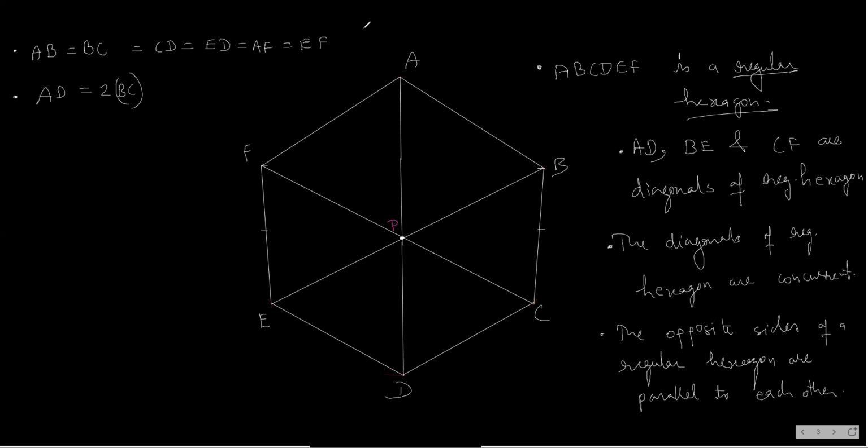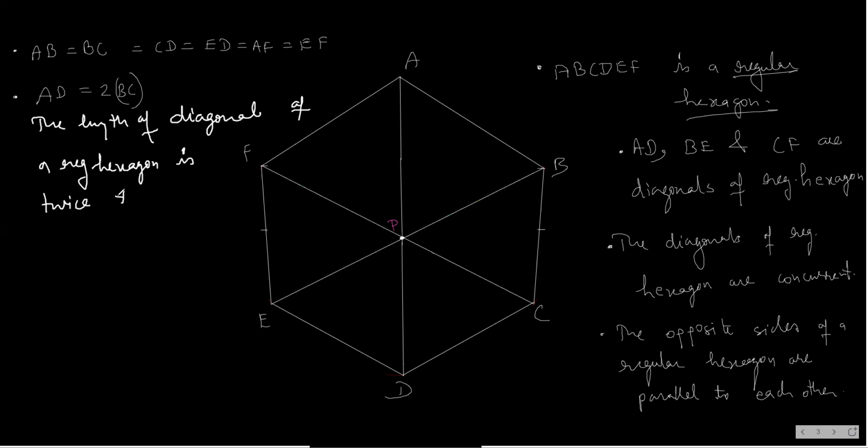Remember, any of these diagonals is 2 times the side. So this diagonal is double of any of the sides, or this diagonal is also double of any of the sides. So all the diagonals are double of the sides. So here I can write: the length of a diagonal of a regular hexagon is twice the side of the regular hexagon.